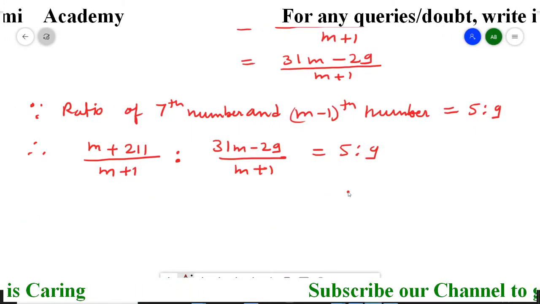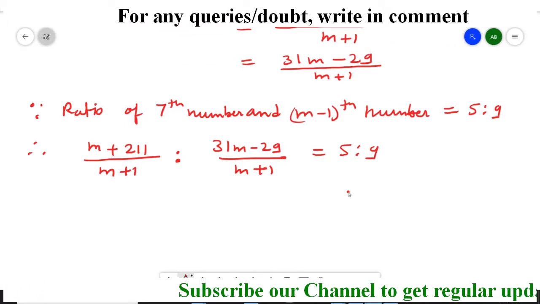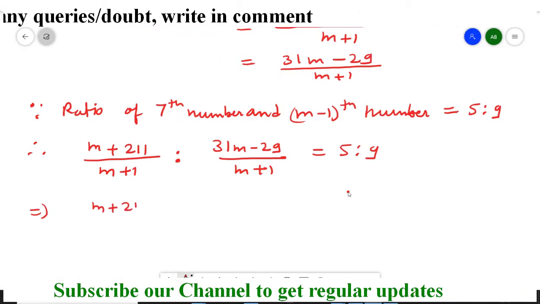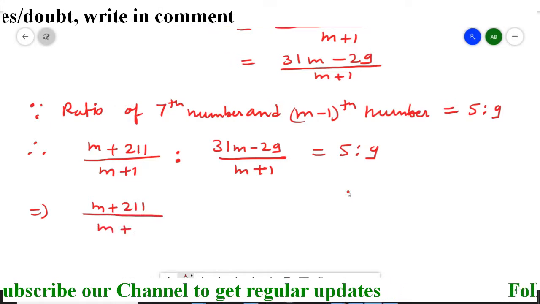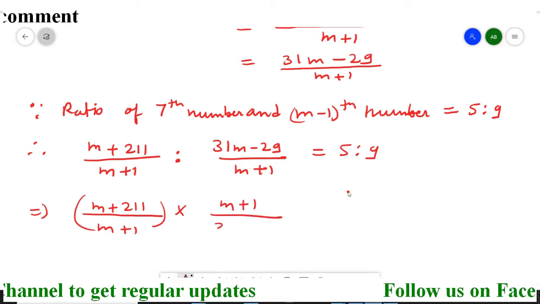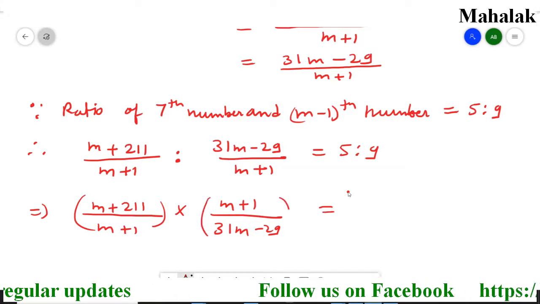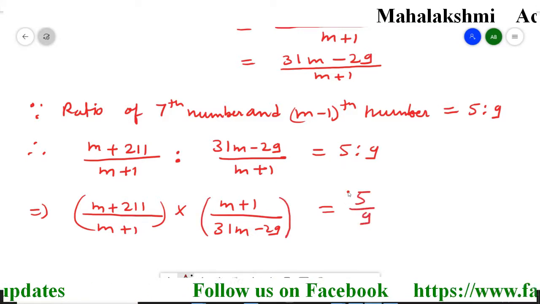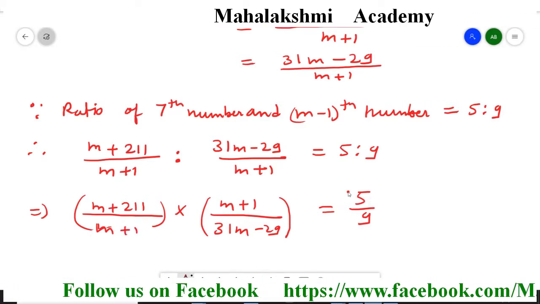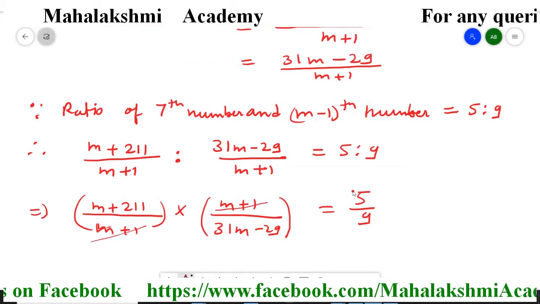So now we have to calculate the ratio. Ratio means the division of both the fractions. So when we solve it, we get M plus 211 upon M plus 1 multiplied by M plus 1 upon 31M minus 29. So fraction division is done using the reciprocal of the second fraction, and it is equal to 5 upon 9. Now you can see this M plus 1 will get cancelled by the M plus 1.